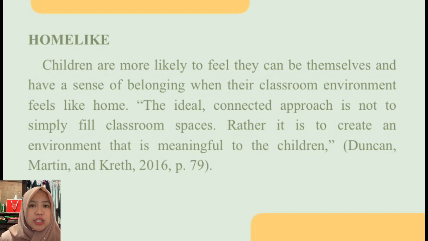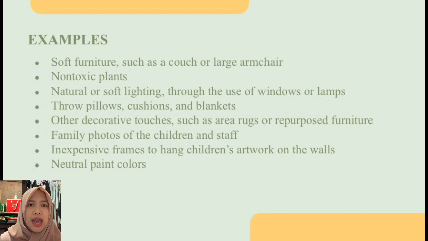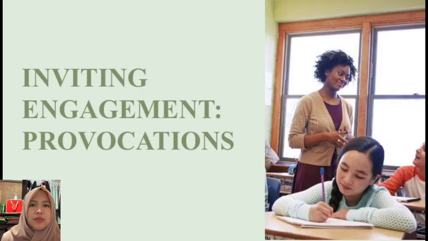For example, you can include soft furniture such as a couch or a large armchair, non-toxic plants, natural or soft lighting through the use of windows or lamps, throw pillows, cushions, and blankets, other decorative touches such as area rugs or repurposed furniture, family photos of the children and staff, inexpensive frames to hang children's artwork on the walls, and neutral paint colors.